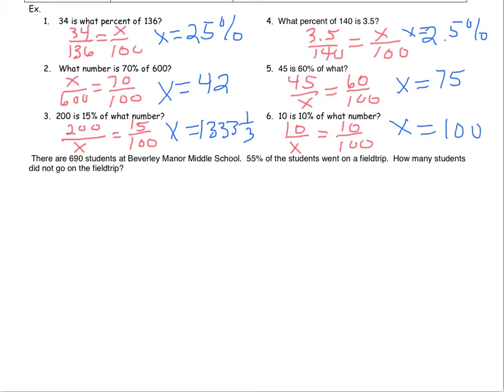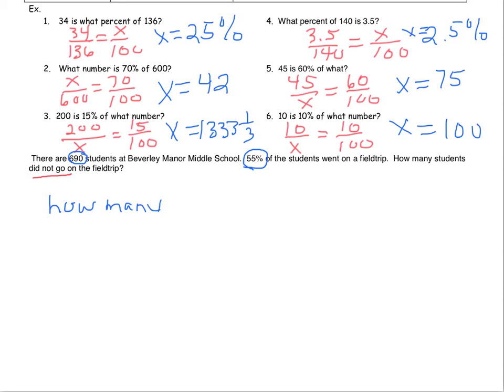Now the bottom one says that there are 690 students at Beverly Manor Middle School. 55% of the students went on a field trip. How many students did not go on the field trip? So we're looking for people that stayed, did not go. So in our problem, I see that we've got 690 total students. I also see that we have a percent. So we're looking for a part here. So the first thing we're going to find is how many went.